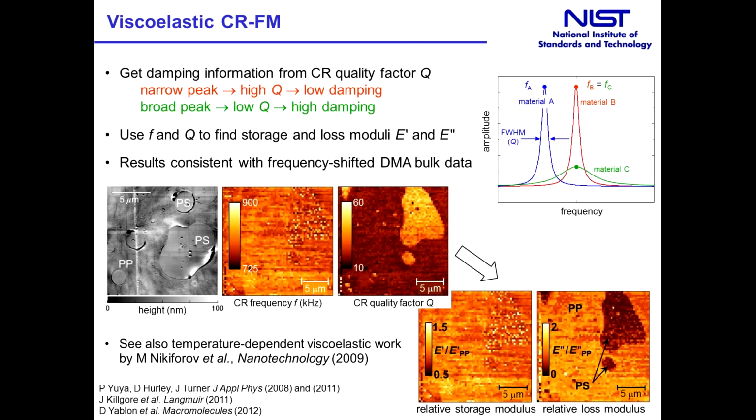From this, we obtain the maps of relative storage modulus E prime and relative loss modulus E double prime, shown in the bottom right. These maps are normalized to the values in the polypropylene continuous phase. You can see that there's not much difference in the elastic properties, the E prime or storage modulus, but there's much more difference in the loss modulus, the inelastic or viscoelastic term.